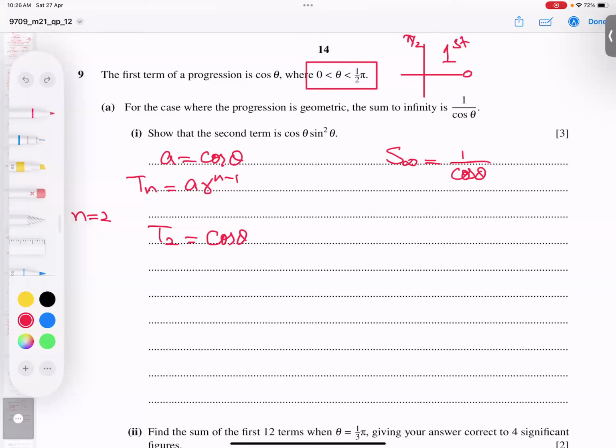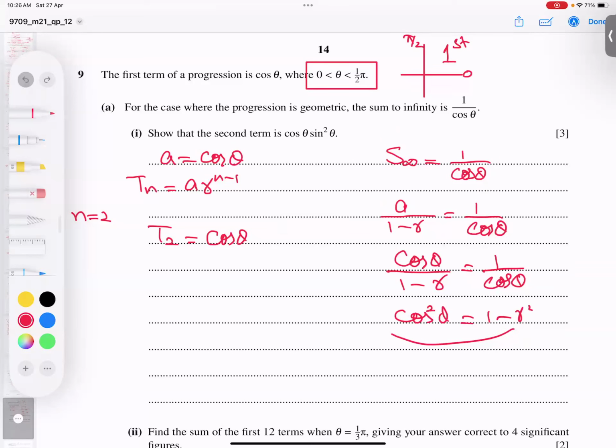So what is the sum to infinity, students? a over 1 minus r. And this I'm copying. a is cos theta, I'm copying. So cross multiply. It multiplies there. r goes there. Oh sorry, this cos squared goes to the other side. So this value is coming in the place of r.